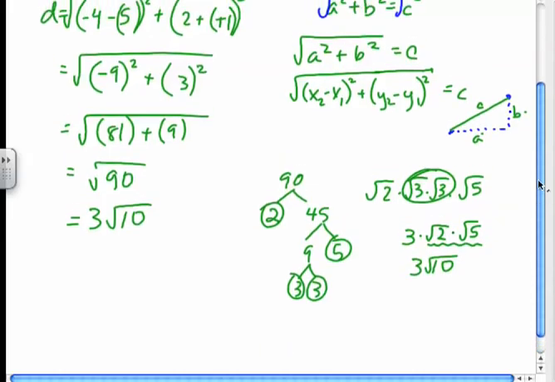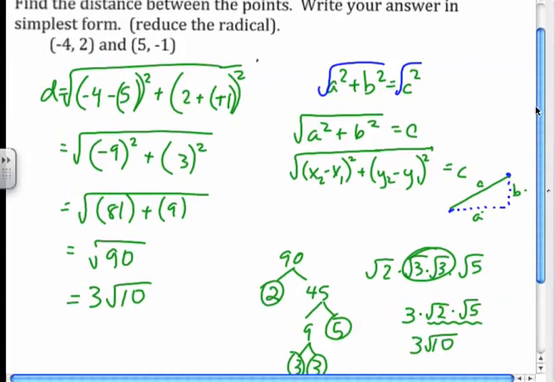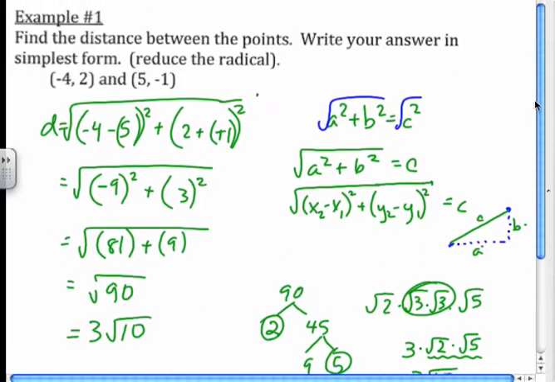Now, if I go back and look at the directions, I don't think they asked me for the decimal form. It said just simplest form, so reduce the radical. But just as an idea, the square root of 10 is going to be something a little over 3, so the distance is probably about 9 or 10. Okay? All right. Good job, guys. I think that we've got it.